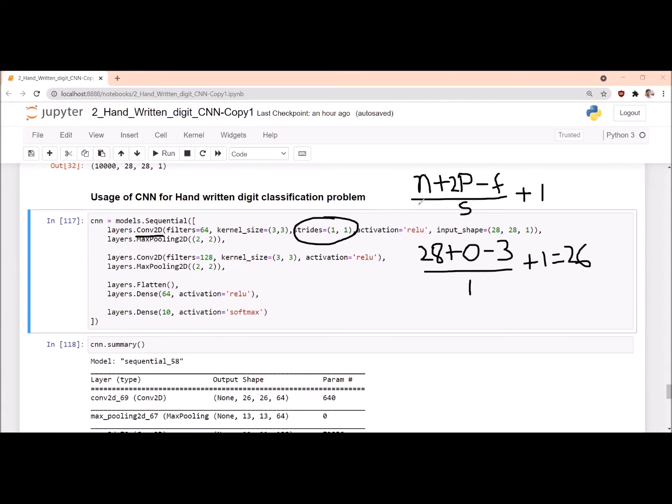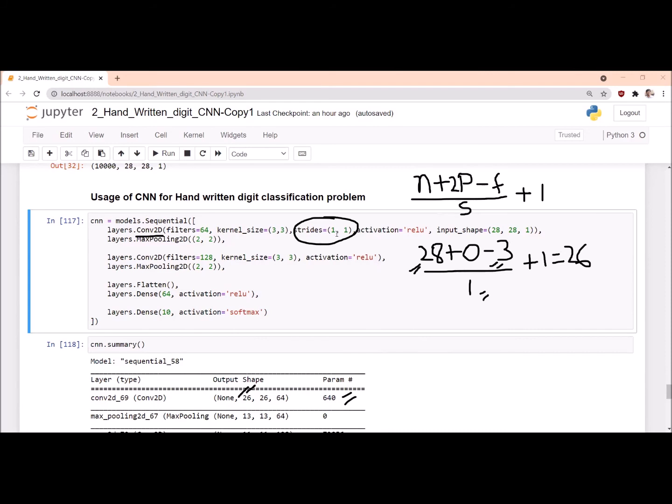Now in the Conv2D layer of Keras, we have considered stride 1 by 1. The input image size is 28, n plus 2p. We have not considered padding, so p is 0, minus f, the filter size, which is 3, by s, and because the stride is 1, 1 by 1 stride means it will not matter anything. So 28 minus 3 is 25, plus 1, 26. That's why you can see here the output feature map shape is 26 by 26, and we have 64 such feature maps. So the total number of parameters is 640.